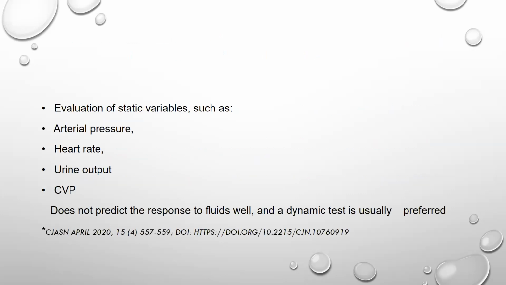So we can assess static variables: you assess your patient, check the blood pressure, the heart rate, the urine output, the central venous pressure. But all these variables do not predict the response to fluid well, and a dynamic test is usually preferred, because all that I mentioned is static. Static will give me just a still picture of the patient. We have to go for a dynamic predictor.